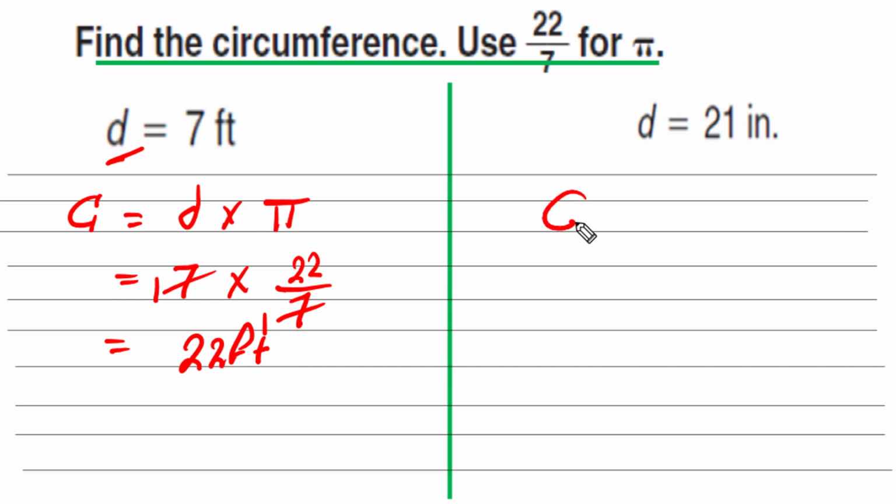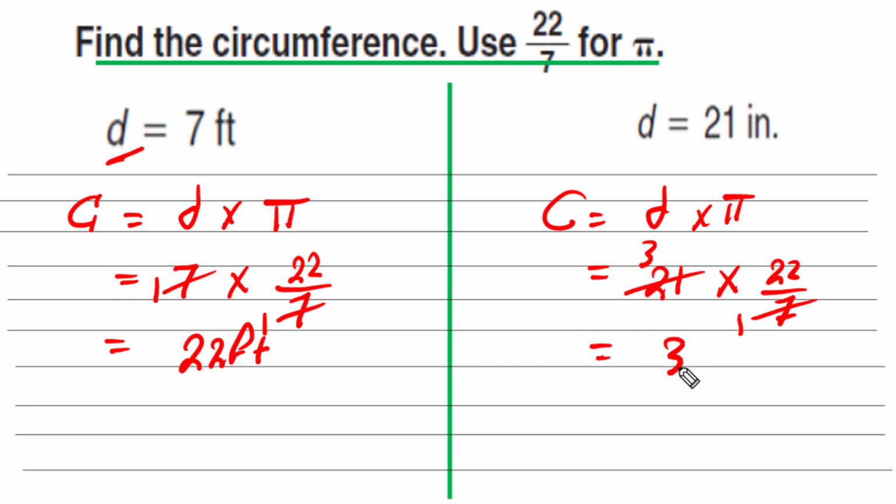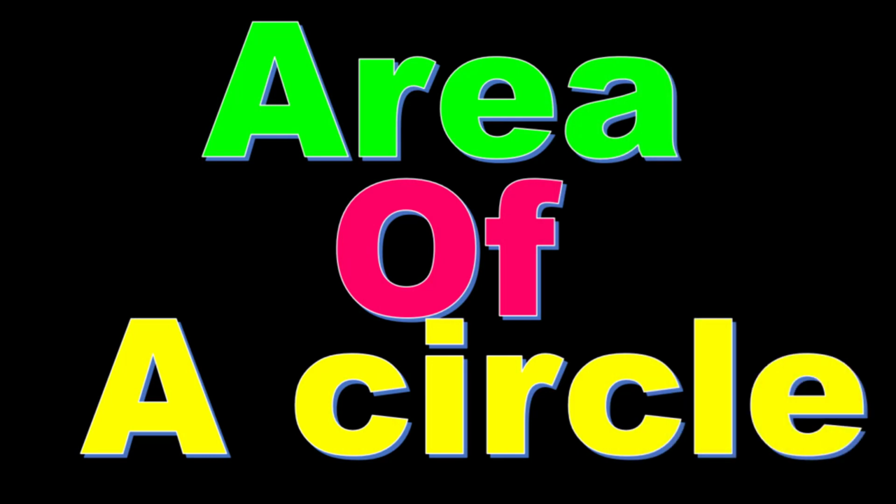Look at the second, it will be the same. The circumference of the circle is equal to d times pi. d is equal to 21 times 22 over 7. We note, mister, that 21 is divisible by 7 equals 3. Now to find the circumference, just multiply 3 by 22. We get 66 inch.